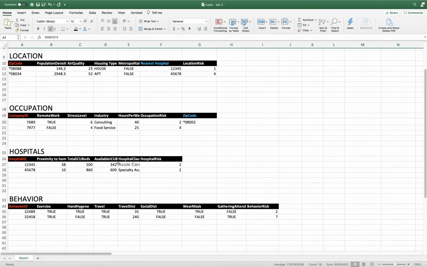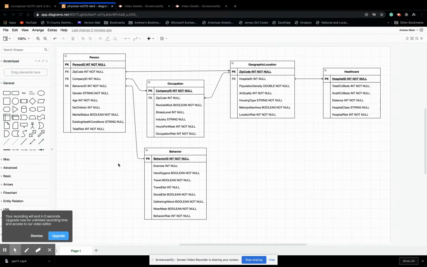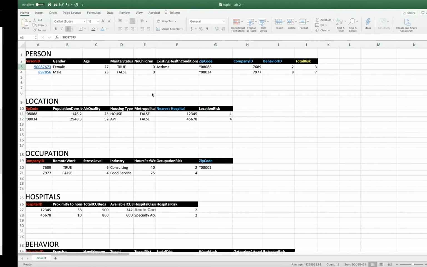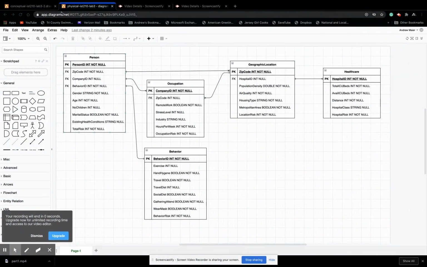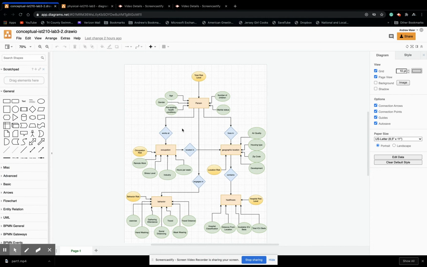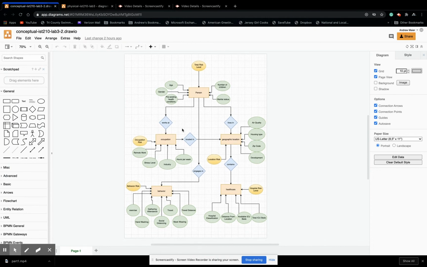All right, so that's just a quick look at the physical diagram that I've created here and the associated tuples, as well as the conceptual diagram. Pretty much a one-stop shop for being able to plan for SQL database, which we would be using for this web application.